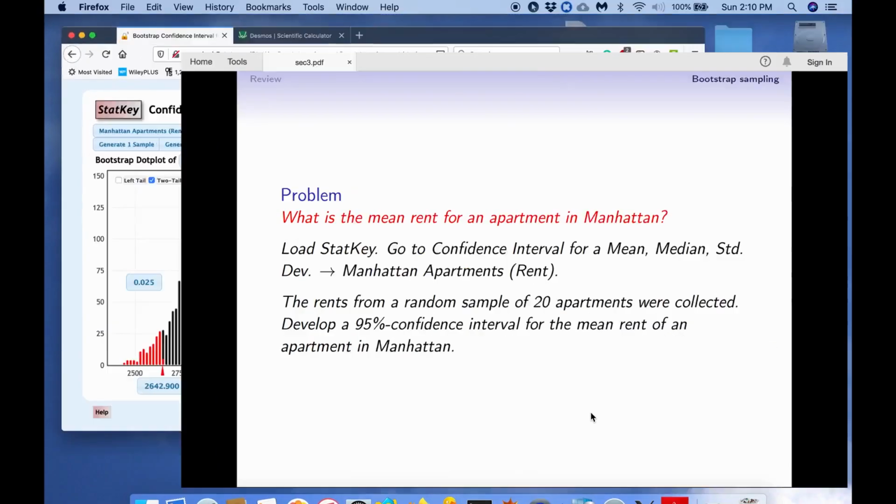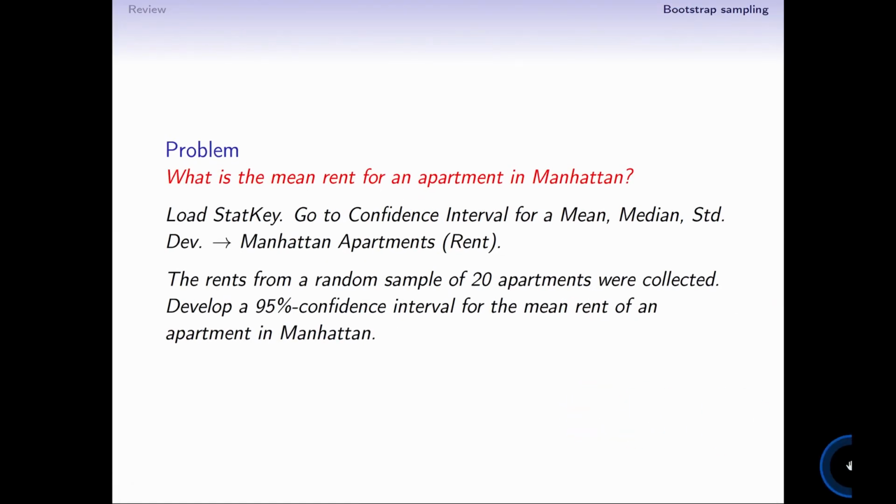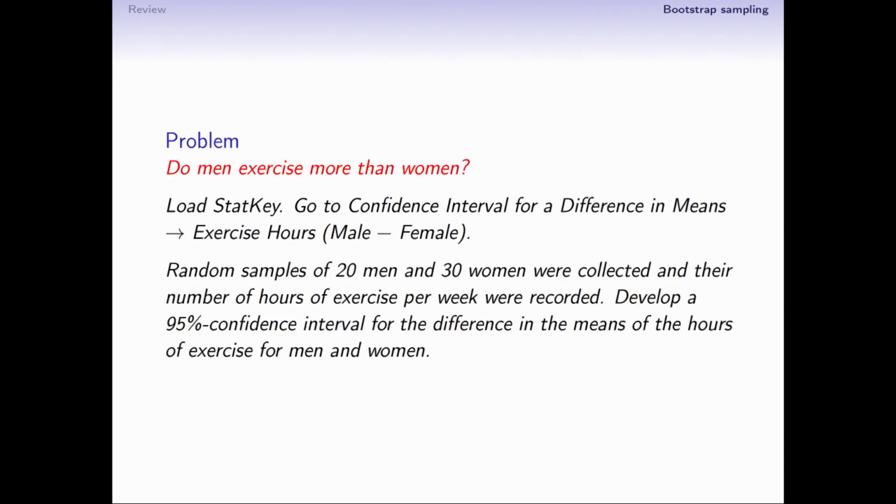Okay, I've got one more problem of this type that I want to show you, so let's go to that. So for our last problem, we're going to develop a confidence interval for a difference in means. And the problem we're considering is the question, do men exercise more than women? We're going to load StatKey. We're going to go to confidence interval for a difference in means, and we're going to look at the file called exercise hours male minus female.